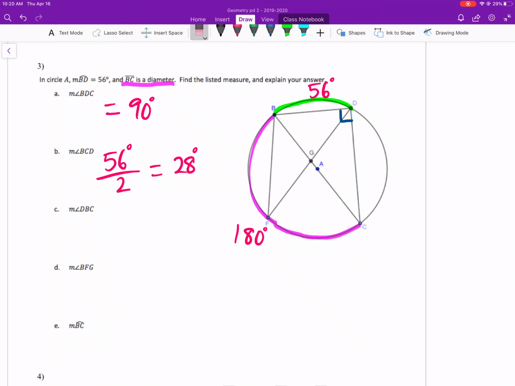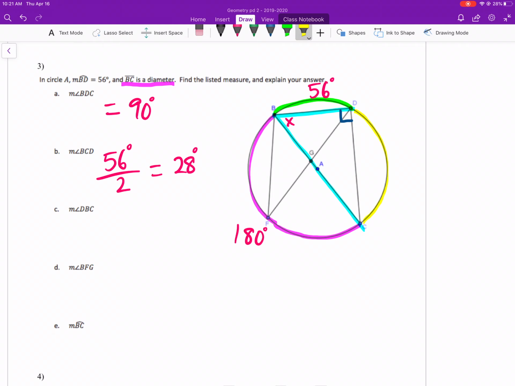Alright. Another angle, angle DBC. Right here. That's, once again, an inscribed angle. It meets on the circle. Let's watch as it opens up. Hits here, and there. So your intercepted arc is this yellow arc here. Now we don't have that arc, but could we find it?